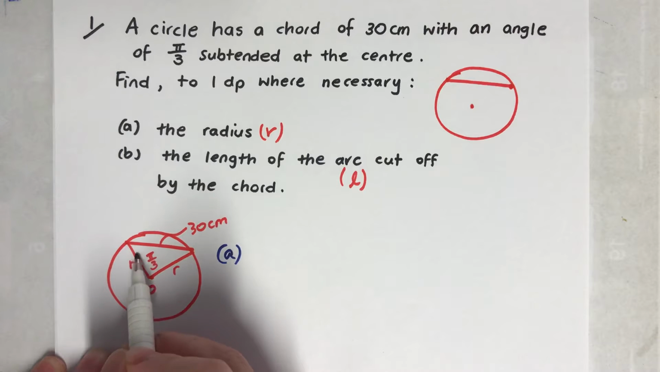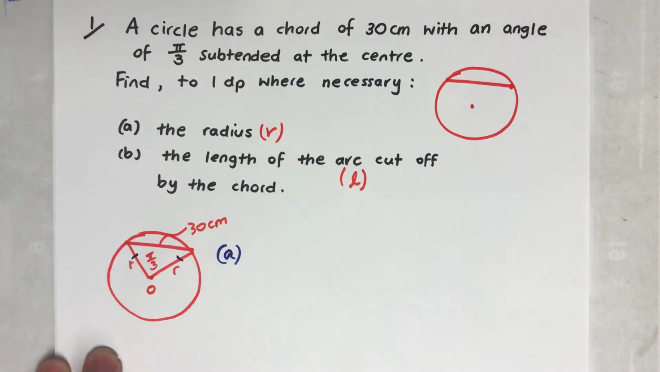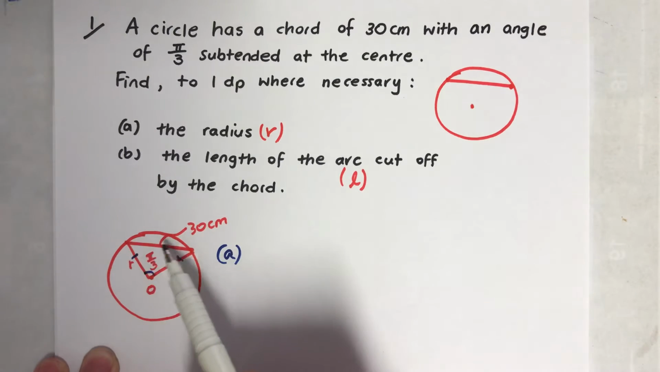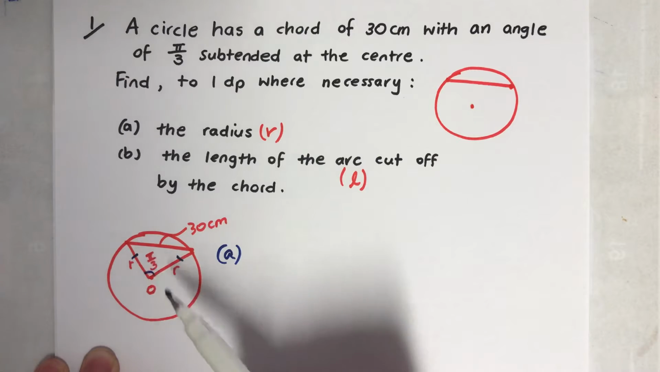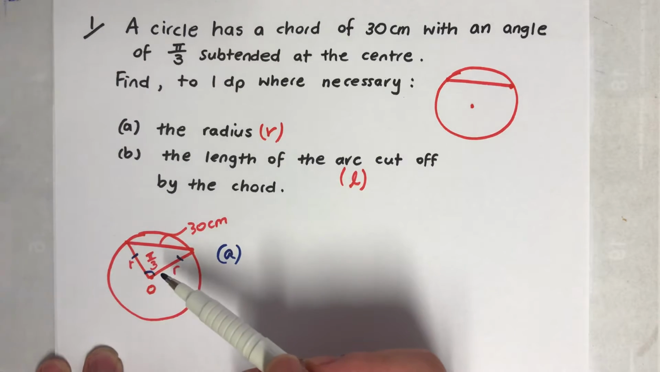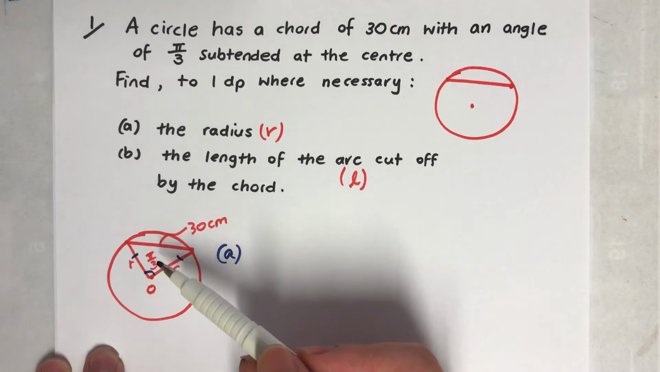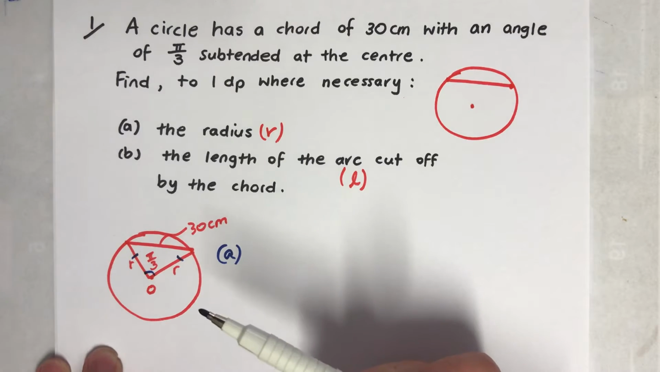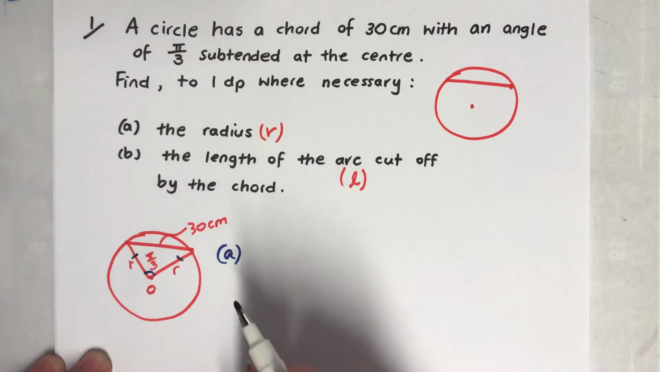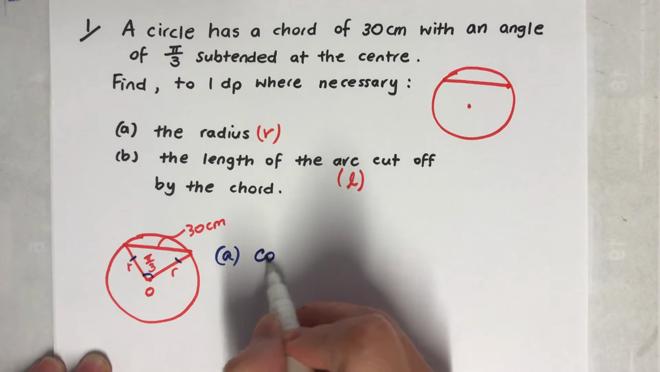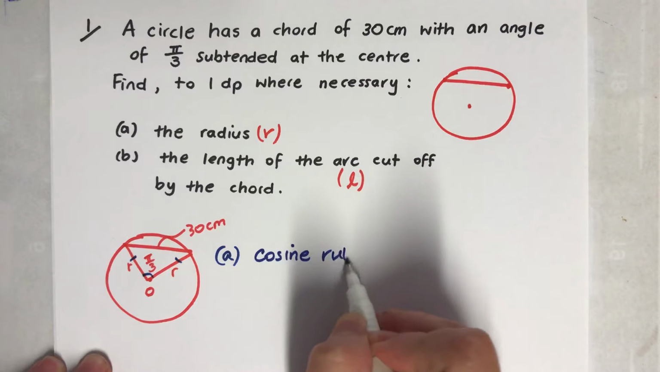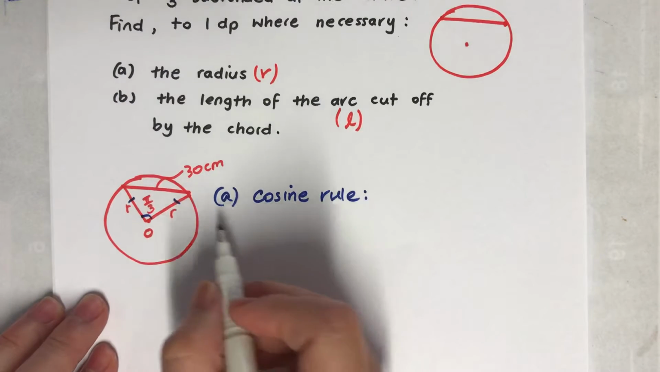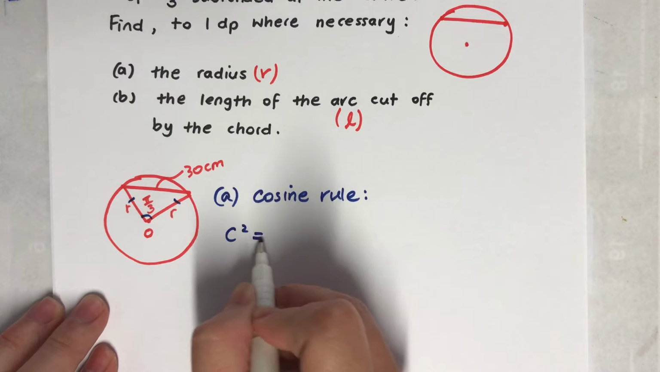Now, to find the radius here, you can use the cosine rule or the sine rule. It doesn't matter which way you use. But with the sine rule, you have to find the angle here, which is just 2 pi minus pi over 3 and then halve it, because it's an isosceles triangle. But I'm going to use the cosine rule here. So let's have a look. Do you remember the cosine rule?